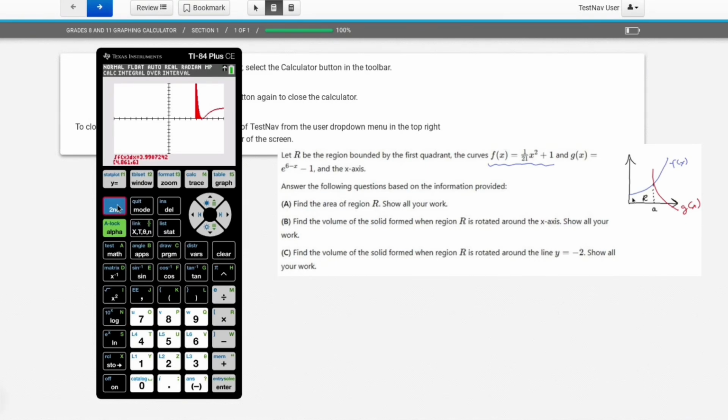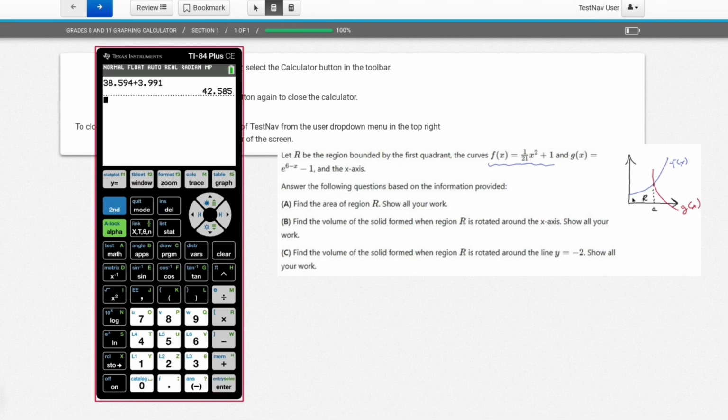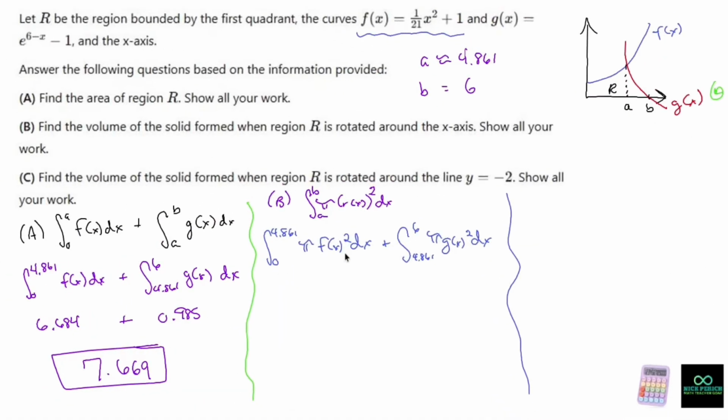Now what I forgot to do last time is add those up. 38.594 plus 3.991, enter, and you get 42.585. All right, so let's go back and write that out. So the first one ended up being 38.594, and the second one ended up being 3.991.